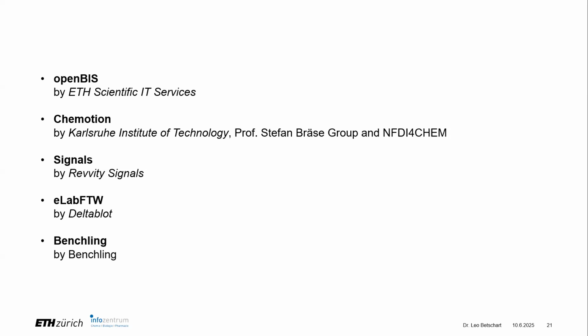Then second in line is Chemotion, which is also an open source product, which came from the KIT University in Germany. And now it's been taken over by the NFDI for Chem, which is a national consortium for research data infrastructure. And so there is a lot of money going into development and maintenance of this product. Then the third is Signals by Revvity, and those who are chemists among you might know the company Revvity from ChemDraw, which is owned by them. Therefore, ChemDraw is very nicely integrated into Signals, and that's something that many people are looking for.